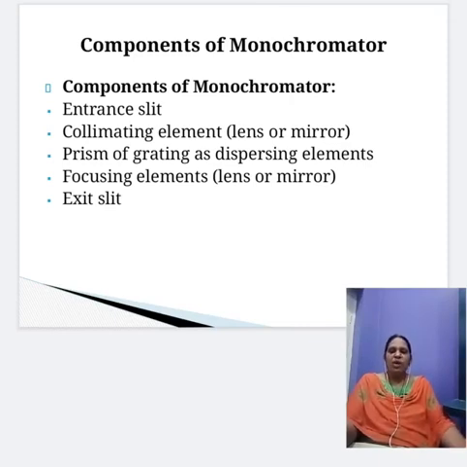What is the next one? The next one is the collimator. The collimator renders the light spreading from the entrance slit parallel.